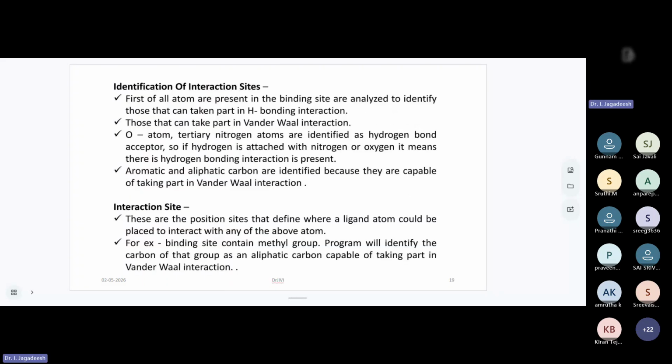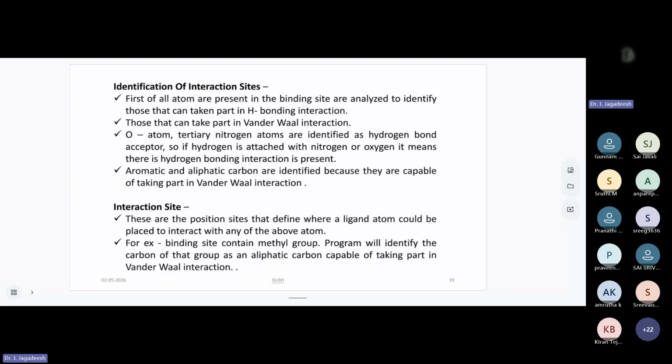So in this journey, what we have done is, first, we identified the interaction site. First of all, atoms present in the binding site are analyzed to identify those that can be part of the hydrogen bonding interaction. And also we can see which parts can have a van der Waals interaction. Most of the time, oxygen atoms and tertiary nitrogen atoms are identified as hydrogen bond acceptors that are already present in the receptor interaction site. We have to identify that.